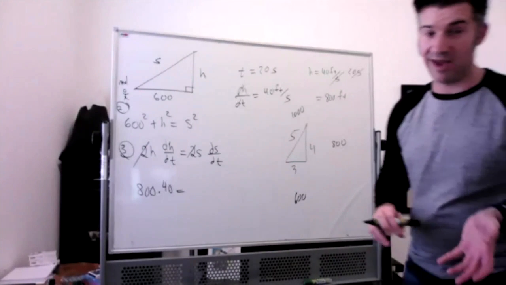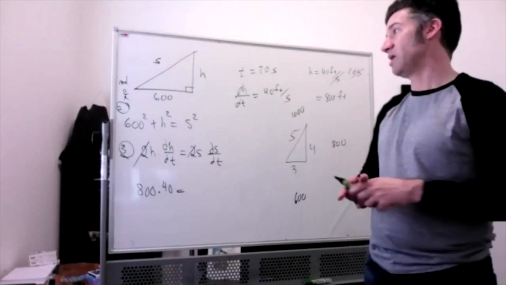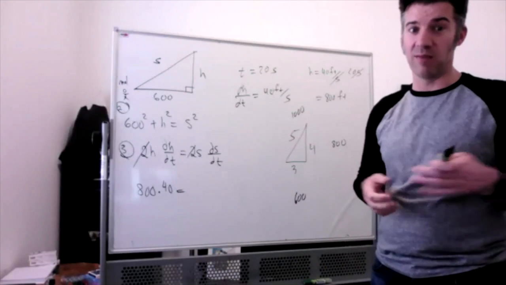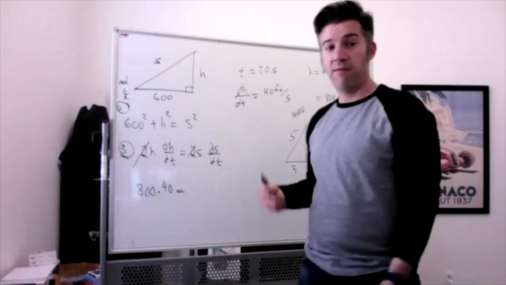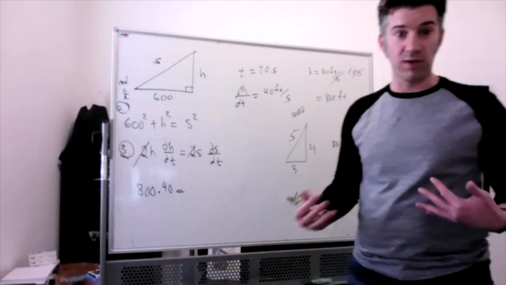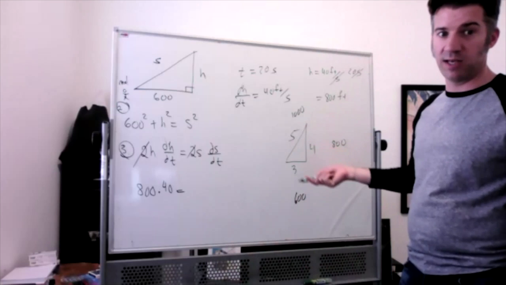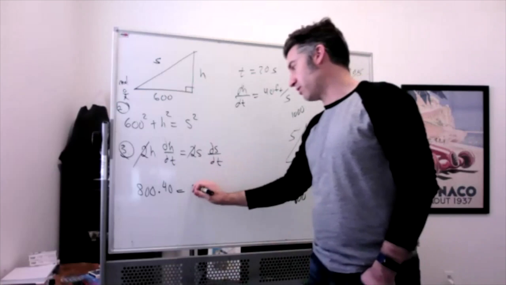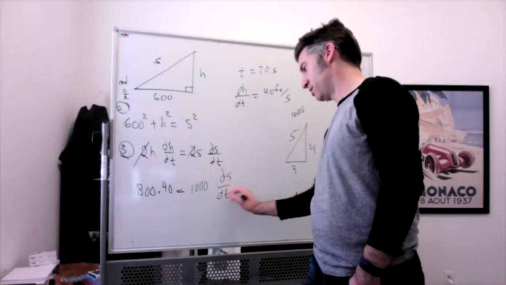A lot of the times when you're dealing with triangles and using the Pythagorean theorem, people have come up with triangles that are nice multiples of a Pythagorean triple. Like 50, 120, 130 would also be another one, right? Because it's the 5, 12, 13 right triangle all multiplied by 10. Or you can use the Pythagorean theorem to find the third side. S is 1,000. And we're looking for ds dt.